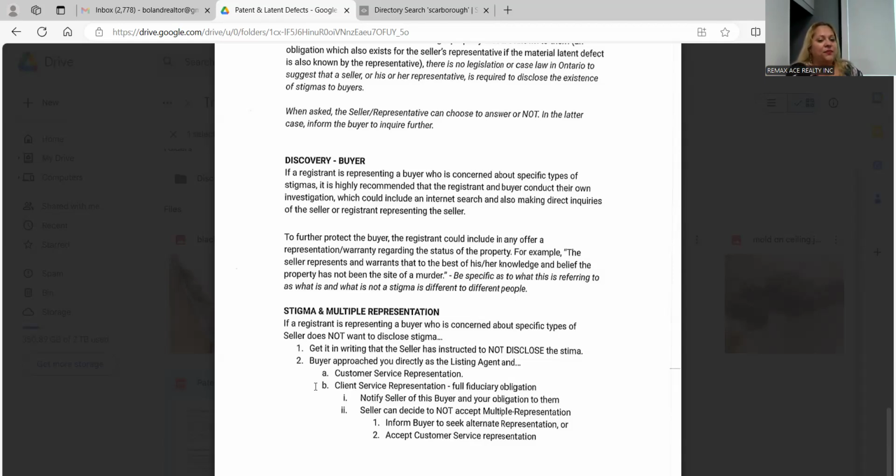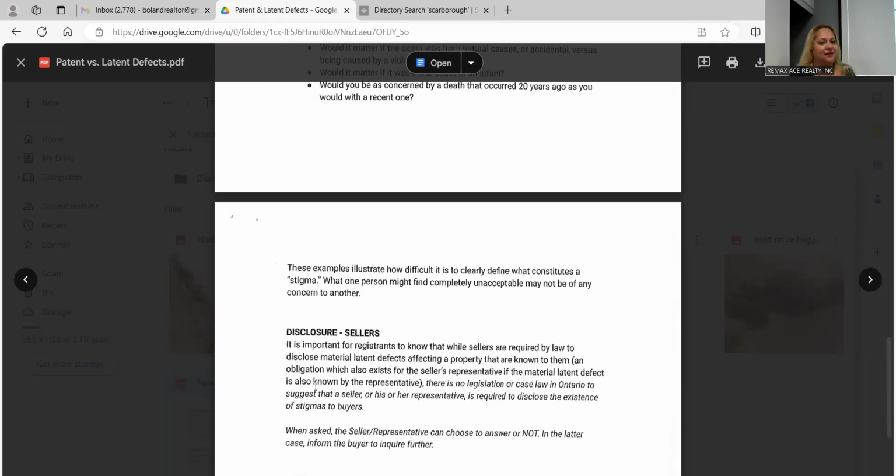If you take them on as a client, you have to notify the seller of this buyer and your obligation to them. So you have to say, I've had a buyer come directly and I have to disclose to them because I'm now representing them as well, which is multiple representation. And you know that we have to get our clients to sign off on multiple representation for our deals, so it has to be something that all parties agree on. Or inform the buyer to seek alternate representation. I'd probably do it in that case, especially if I had a difficult seller who said in writing, do not disclose this. It becomes a real problem. Am I doing my duty towards you as my buyer, knowing that I cannot disclose this? Or let them sign the self-represented form, not the customer service one. So it gets really tricky.